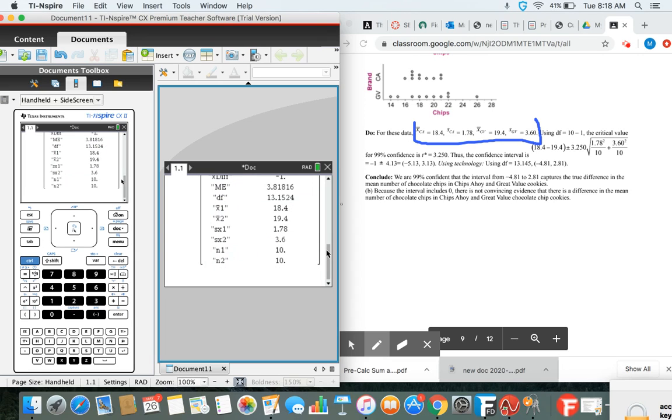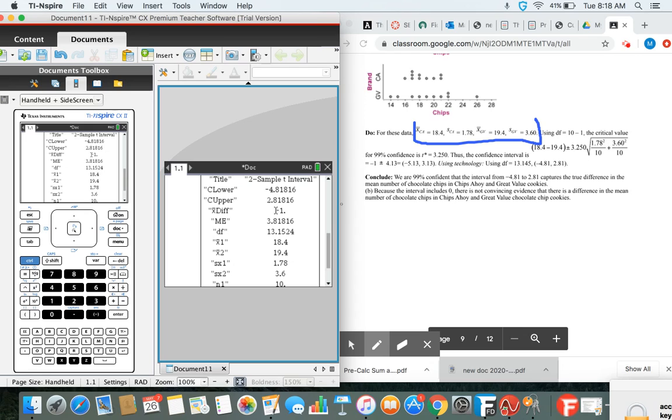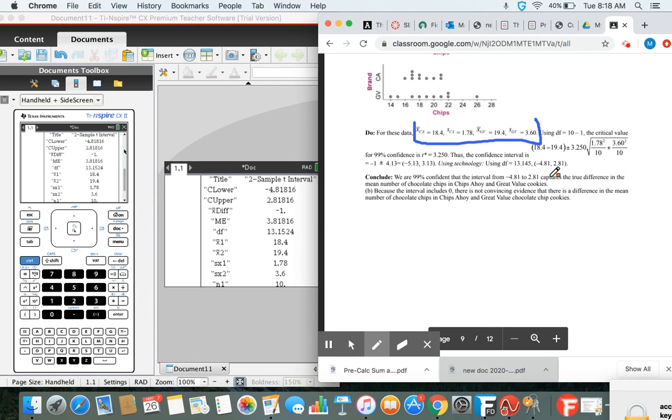There's our C lower and our C upper. Using technology, which is my calculator, you get negative 4.81 to positive 2.81. We have to write the sentence. We are 99% confident the interval from negative 4.81 to 2.81 captures the true difference in the mean number of chocolate chips. Meaning, as I randomly select a Great Value and a Chips Ahoy cookie, the difference in the number of chocolate chips is going to be somewhere between these two numbers, the average difference.